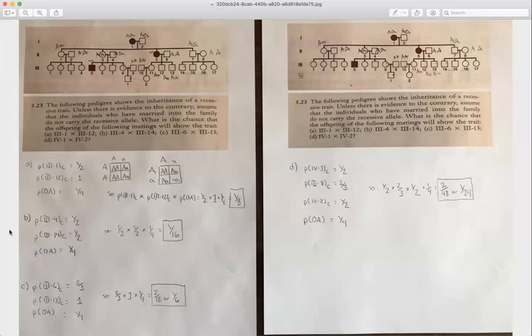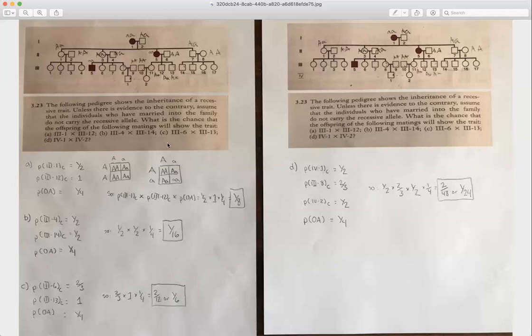Okay, B, same thing, same protocol. We just basically break it all down and do the same thing. And so what is the probability that 3,4 is a carrier? It's just like 3,1. So the probability is 1/2. What's the probability that 3,14 is a carrier? It would be that same Punnett square. That probability would also be 1/2. If both are carriers, what is the probability that the offspring has the condition? Come back over here to this Punnett square. 1/4, all 3 events, 1/2 times 1/2 times 1/4 equals 1/16.